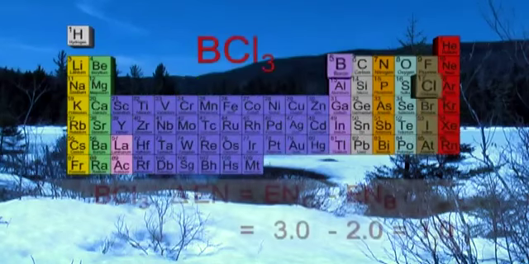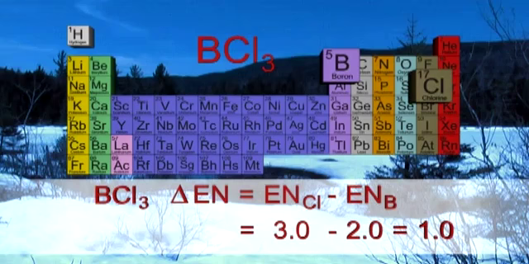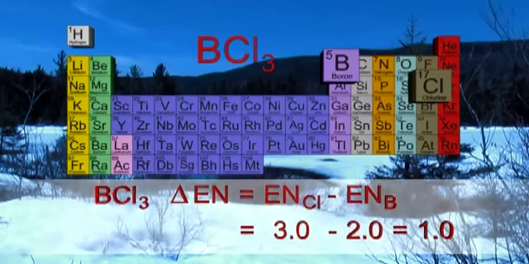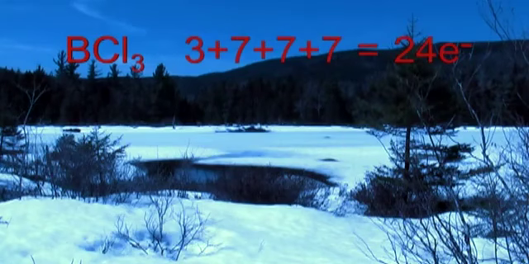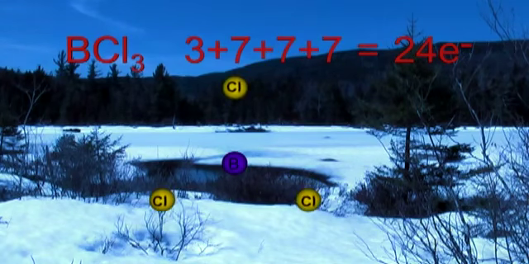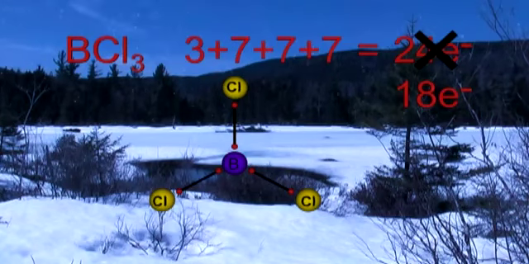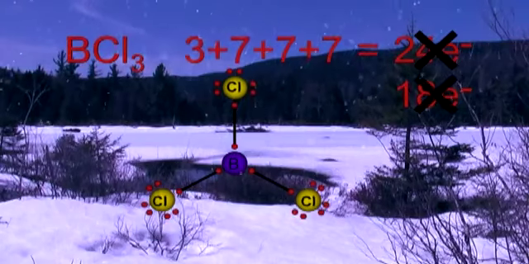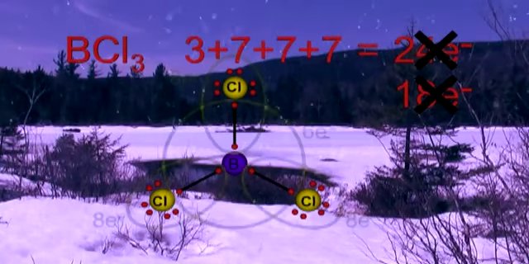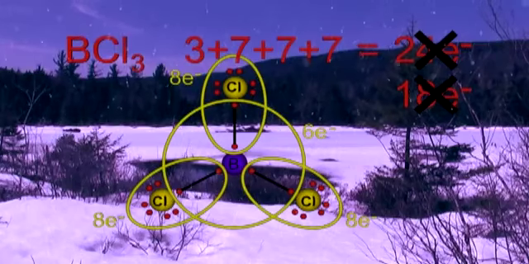For BCl3, we should first examine the difference in electronegativity values to determine if an ionic or covalent bond will form. With a difference of 1.0, we can predict a polar covalent bond. Boron has 3 valence electrons, and each halogen has 7. Six electrons are used to make the 3 bonds. Thus, the remaining 18 electrons are distributed over the 3 chlorine atoms. However, the central atom only has 6 electrons and does not obey the octet rule.